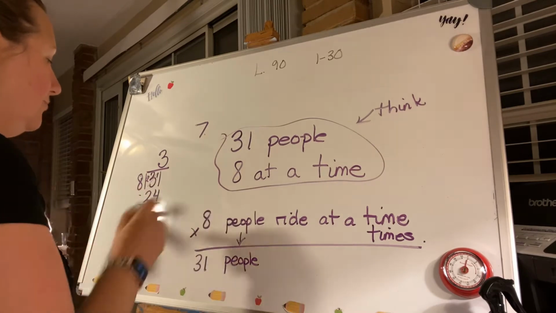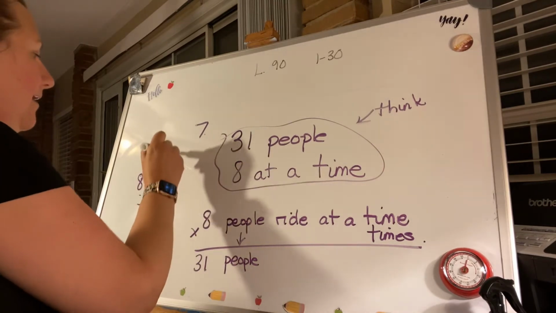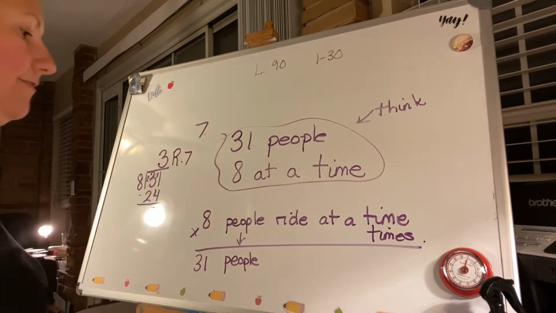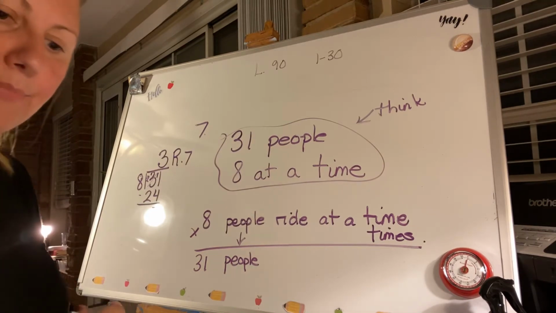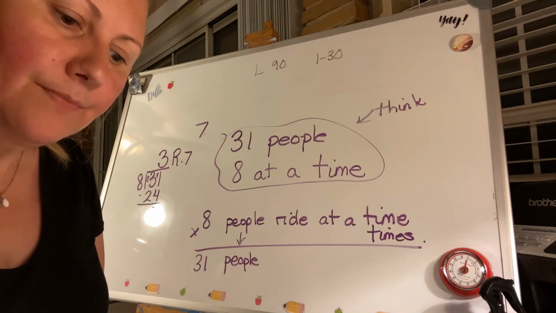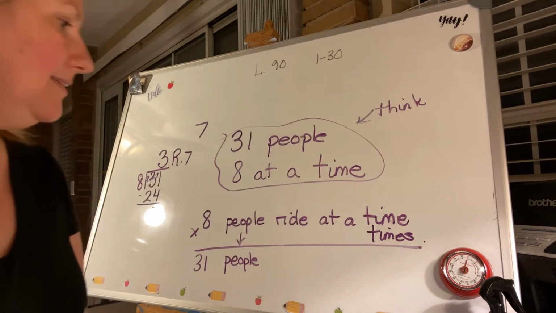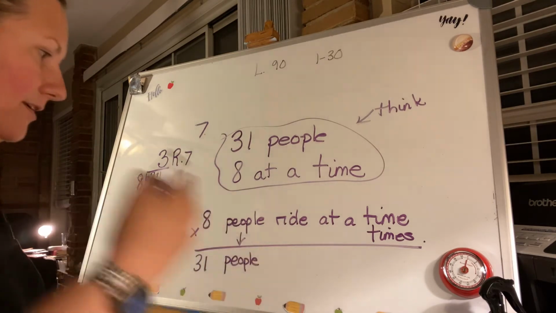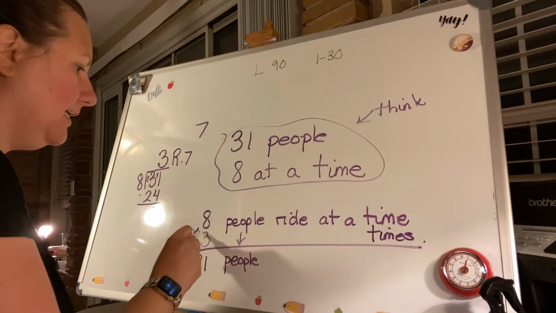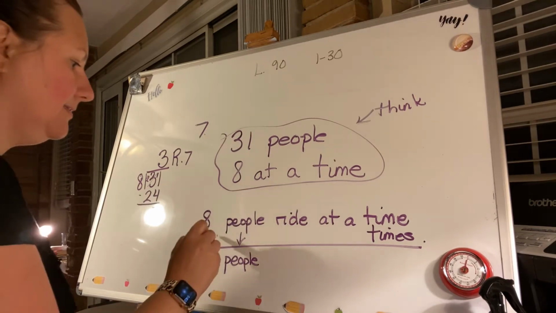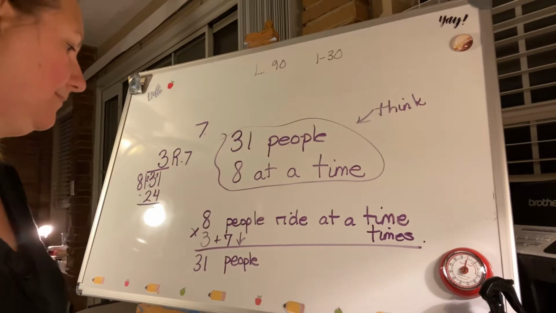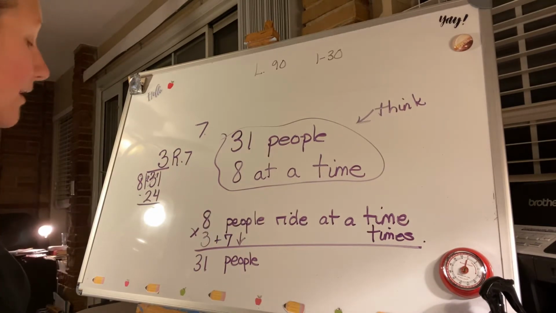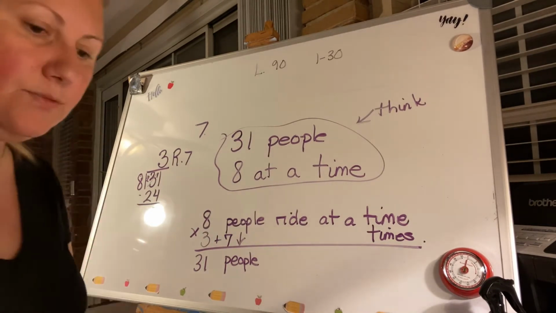7. 2 minus 2 is 0. So we have 3 remainder 7. Okay, so we get this number. The 3 represents the total number of times that they're on a ride. So 3 plus 7, 3 remainder 7 is what we get.